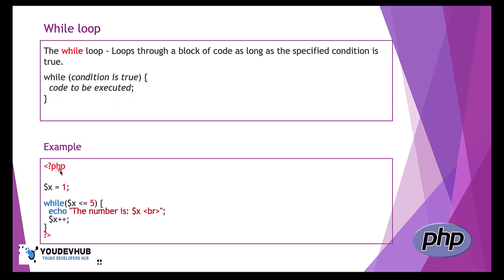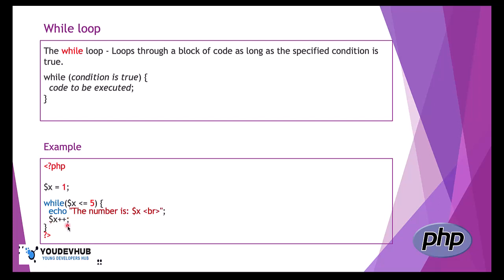So now we have an example that says x is equal to 1 and while x is less than or equal to 5, for as long as x is less than or equal to 5, it's going to run from 1 to 5. Then it should echo out the number is x.